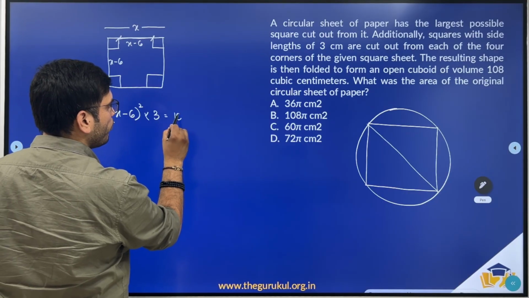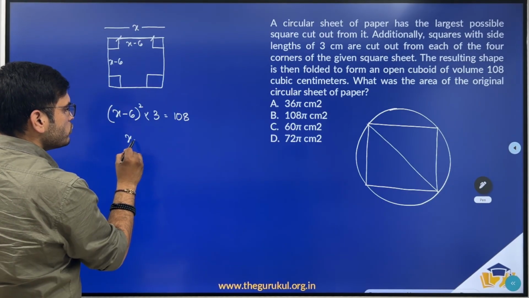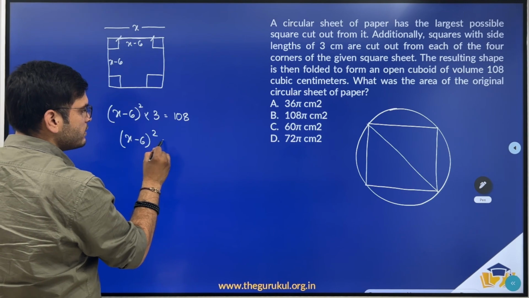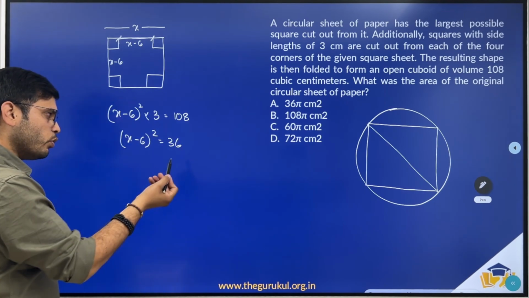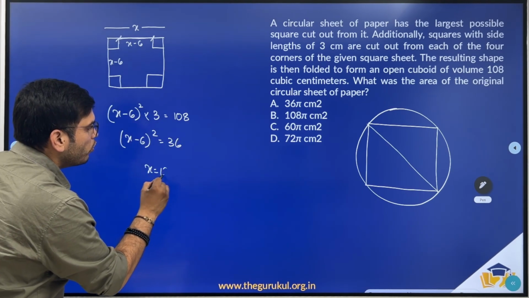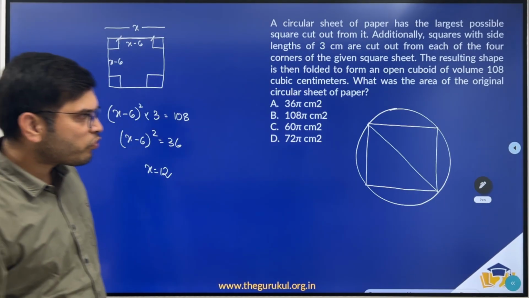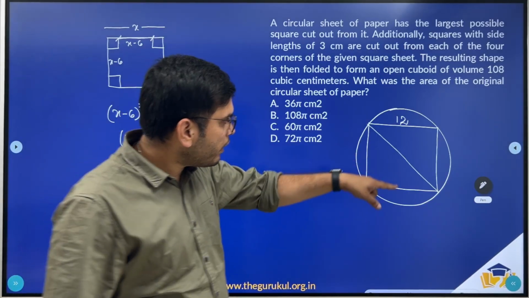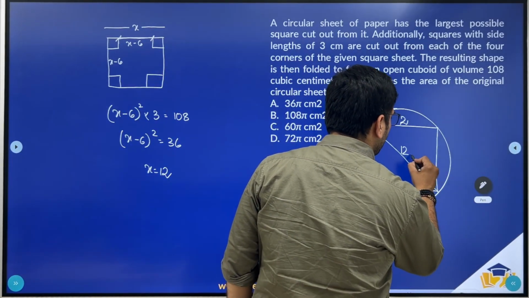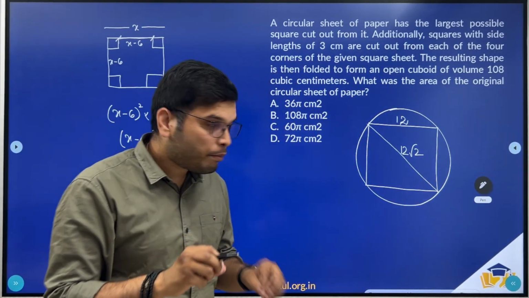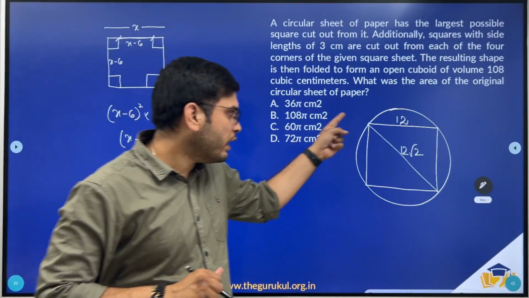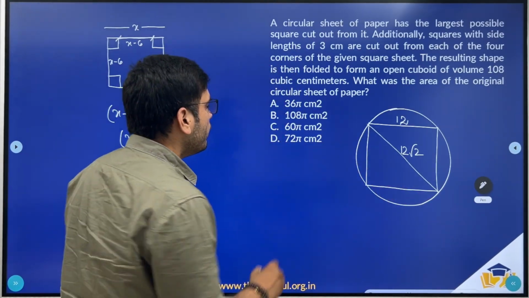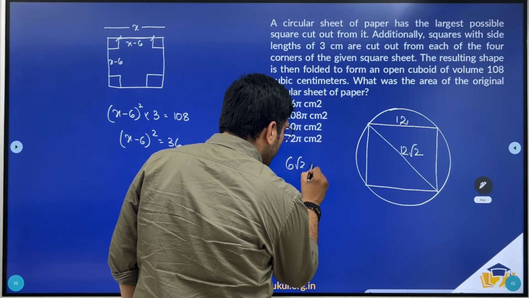Now this is given to be 108, right? So x minus 6 whole square is equal to 36, x minus 6 is equal to 6, or x is equal to 12. So the side of the square is 12. Now if the side of the square is 12, the diagonal of the square will be 12 root 2, which is nothing but the diameter of the circle. If the diameter of the circle is 12 root 2, the radius would be 6 root 2.